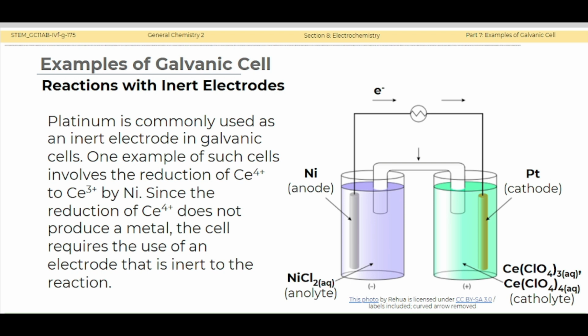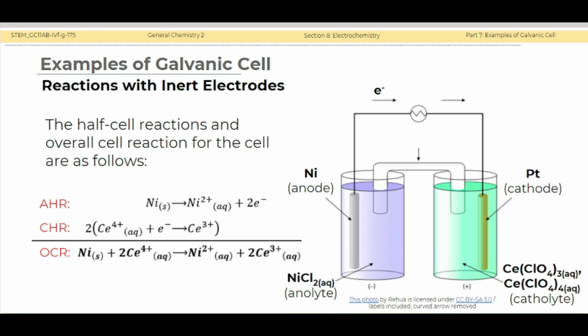One example of such cells involves the reduction of cerium(IV) ion to cerium(III) ion by nickel metal. Since the reduction of cerium ion does not produce a metal, the cell requires the use of an electrode that is inert to the reaction. The half-cell reactions and overall cell reaction for the cell are as follows.